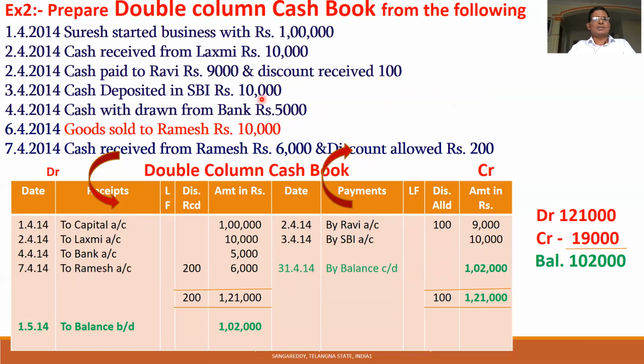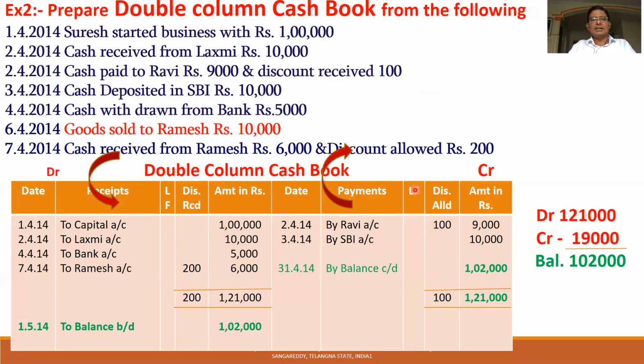Suresh started business with 1 lakh, and first means cash coming in, so 1 lakh is debited. Cash received from Lakshmi means we received cash 10,000. The Lakshmi account is credited and the cash account is debited. Cash paid to Ravi 9,000. This is the payment side.